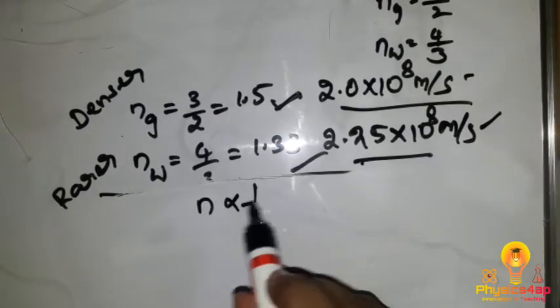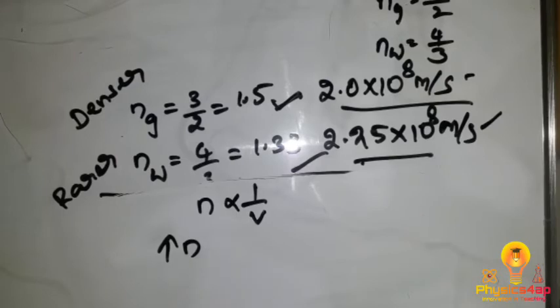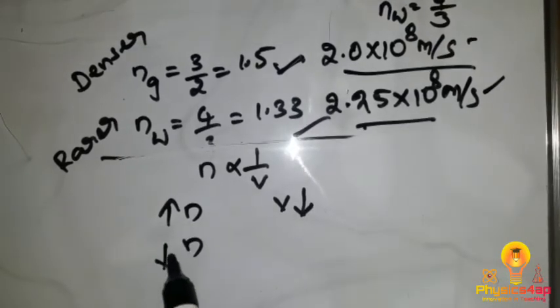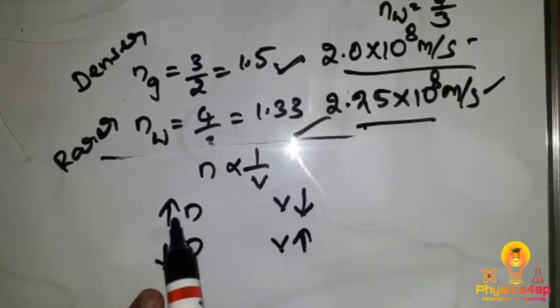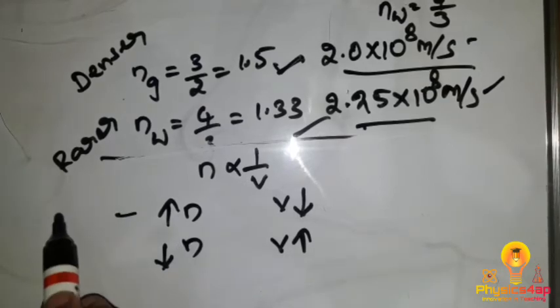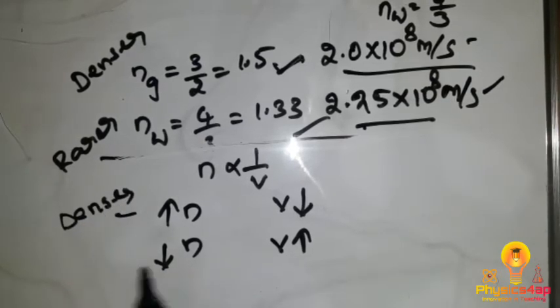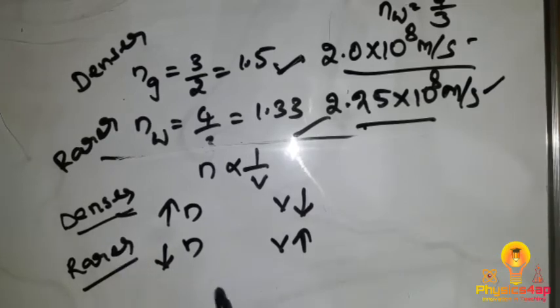So by this you can easily find that as n is proportional to 1 by v, if the refractive index is greater, then the velocity will be less, and if the refractive index is less, then the velocity will be greater. So greater velocity with less refractive index represents the rarer medium, and less velocity with greater refractive index represents the denser medium. These are the points which will be useful for your competitive examinations.